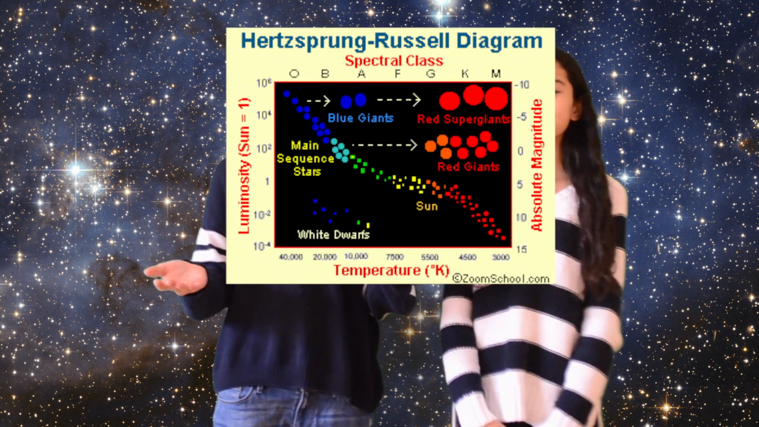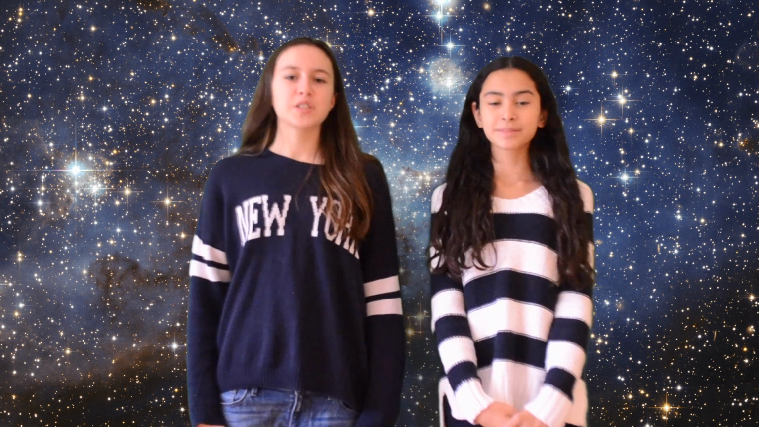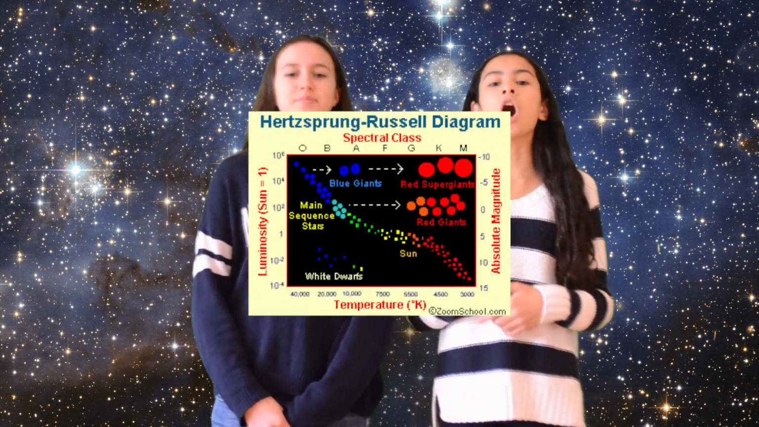This is the Hertzsprung-Russell diagram. It is a graph which plots stars' color, spectral type, or surface temperature versus its luminosity, which is its intrinsic brightness or absolute magnitude. Once again, this is what it looks like. On it, astronomers plot stars' colors, temperature, luminosity, spectral type, and evolutionary stage. It presents 3 main types of stars.